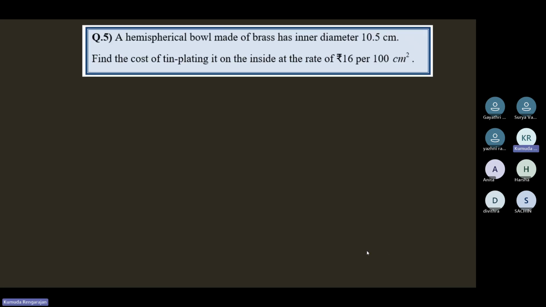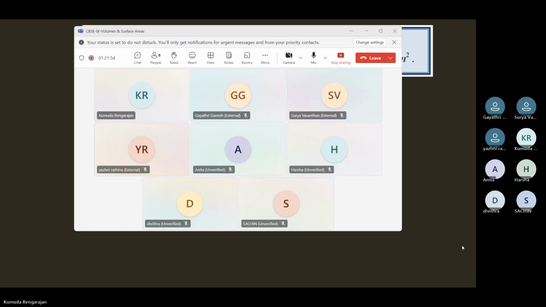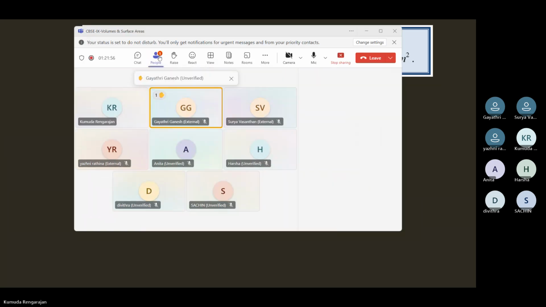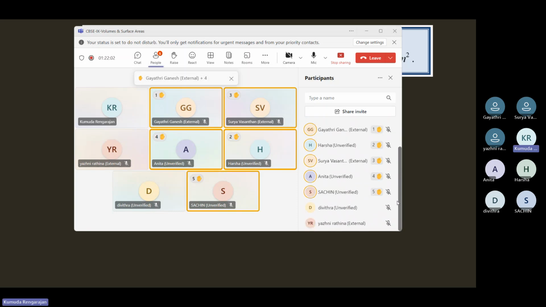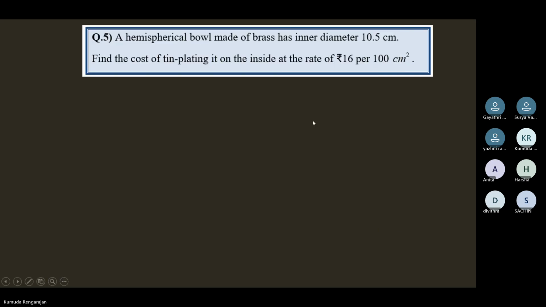Online children, use the emoji, raise your hand. Gayatri, Harsha, Surya, Anita, Sachin, Yarni. Divitra, are you there? Okay.